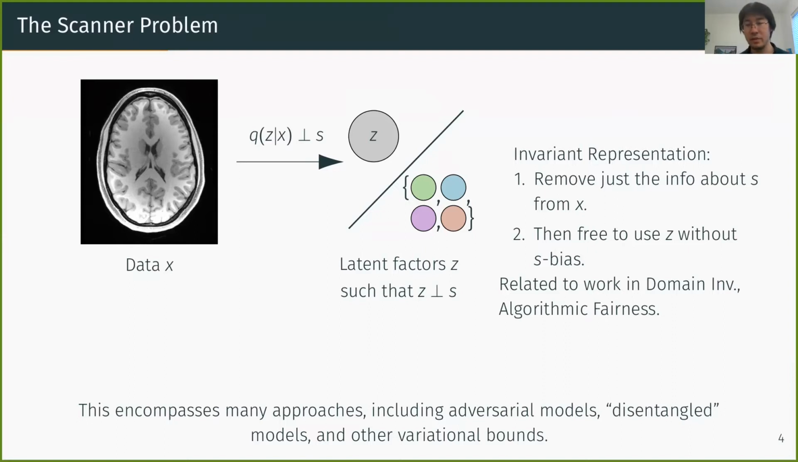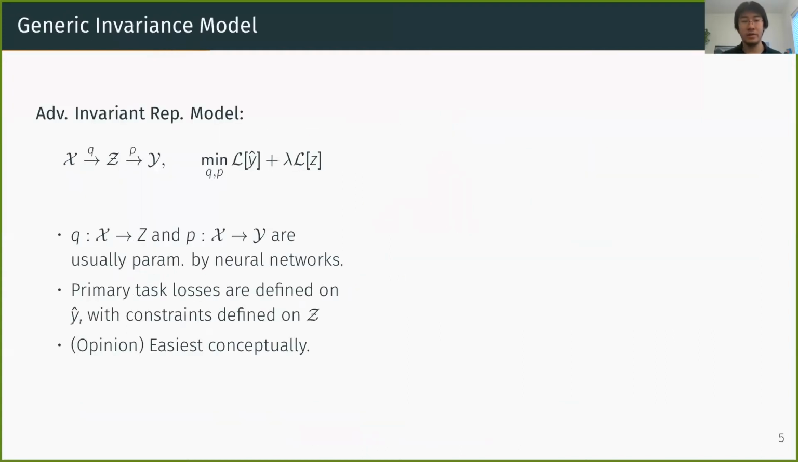And this is a trick that we're taking from domain invariance, and it's also been seen in algorithmic fairness and other machine learning domains. And we're applying it here where S, instead of being a domain, is a scanner or site, which I guess you could consider as a domain index, right? There are a large number of approaches for this: adversarial models, disentangled models, variational bounds of various sorts. And we're going to talk about a few of them here.